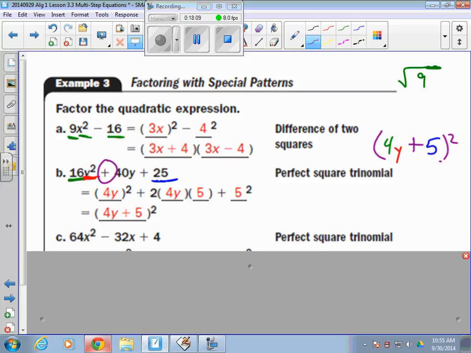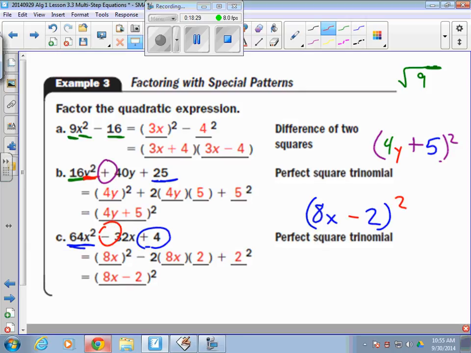And then the same thing with this one. Is this one a perfect square? 64x squared. Yes, 8 times 8 gives you 64. X times x gives you x squared, so 8x. Is this one a perfect square? 4. Yes, it is. 2. So what sign goes in the middle of them? Minus. 8x minus 2 squared.